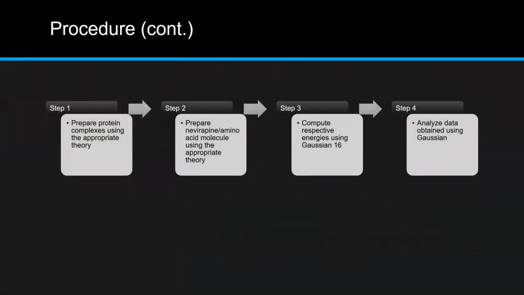So we can break this down into 4 general steps. First, we prepare the protein complexes using the appropriate theory. Then we prepare the nevirapine and amino acid molecules for reference using the appropriate theory. We compute the respective energies using Gaussian of each protein complex, bound and unbound, with the target drug. And then we analyze the total energies obtained using Gaussian.